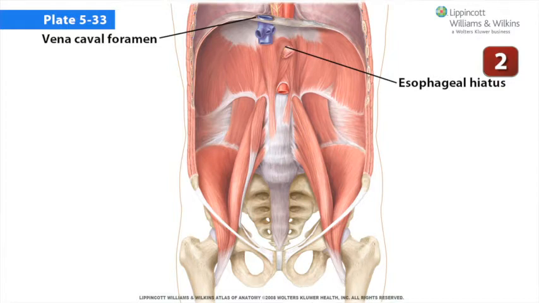The posterior wall of the aortic hiatus is the body of the 12th vertebra. As mentioned previously, its anterior and lateral walls are formed by the crura of the diaphragm. The aorta, azygous vein, and thoracic duct pass through the aortic hiatus.